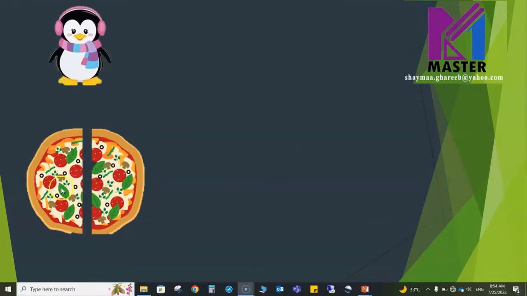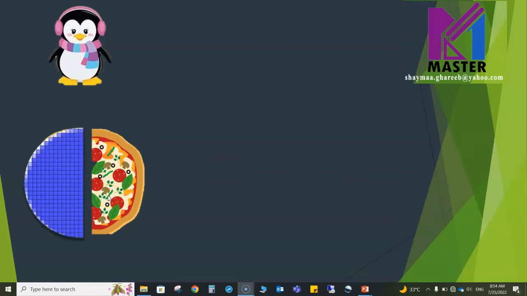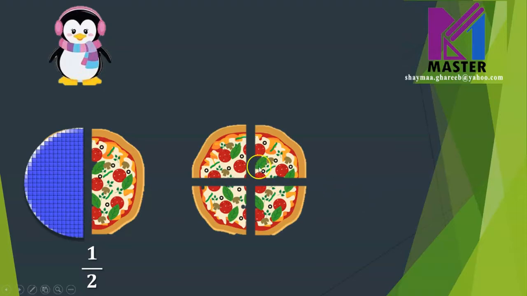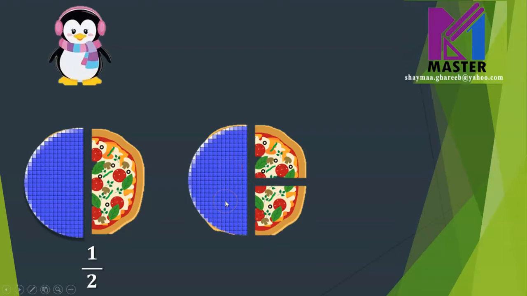Now look at this pizza. It's split into 2 equal parts as you can see. If we want to represent one of these 2 parts as a fraction, it will be 1 over 2. Now, look at this pizza. It's divided into 4 equal parts. And if I want to write this part, the shaded part, as a fraction, it will be 2 parts out of 4 parts. So it will be written as 2 over 4.